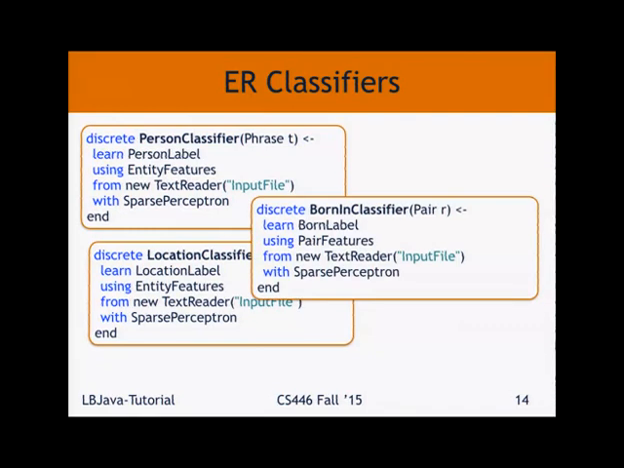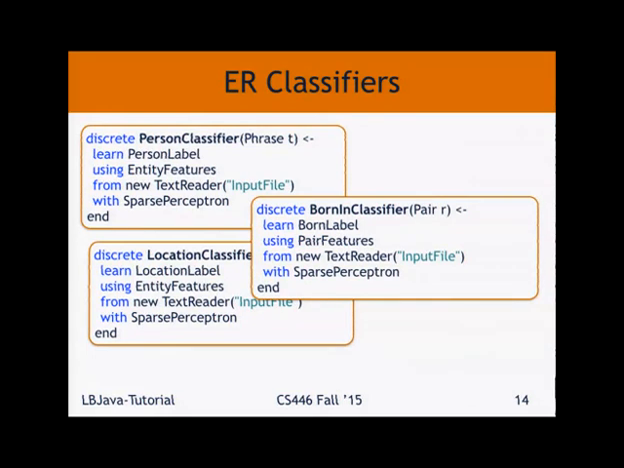And then I have another simple classifier, which works on a more complex object. Here I had phrases, but here I have pairs of phrases. So I give it a pair and ask if this relation, born in, holds or not. Again, a simple classifier, but working on a more complex object.